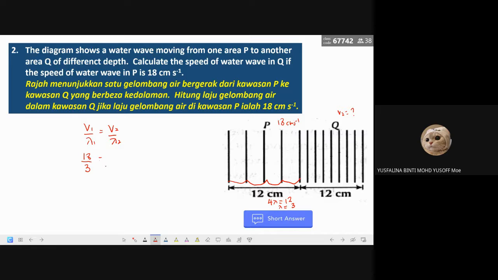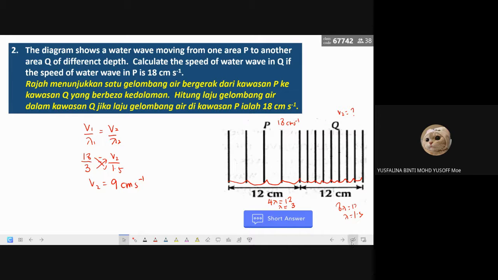Okay, then V2 you need to find. And lambda 2 here is 1, 2, 3, 4, 5, 6, 7, 8. So 8 lambda is equal to 12. So lambda is 1.5, right? 1.5. Okay, so you just cross multiply. 18 times 1.5 divided by 3. So you will get 9. Make sure you write the unit.